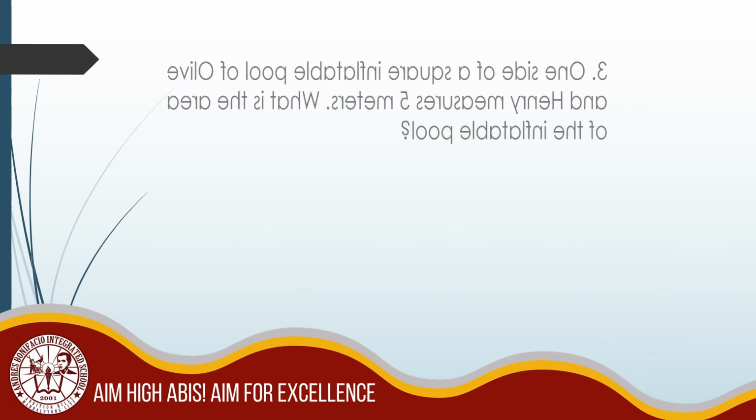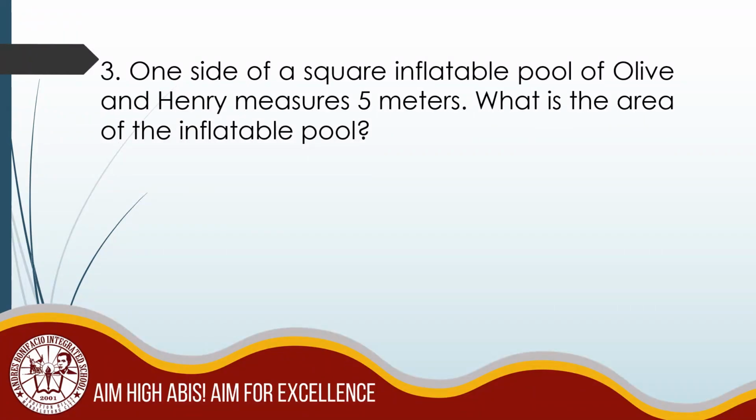We're down to our third problem. One side of a square inflatable pool of Olive and Henry measures 5 meters. What is the area of the inflatable pool? And if you answered 25 square meters as the area of the inflatable pool, then you are very good.